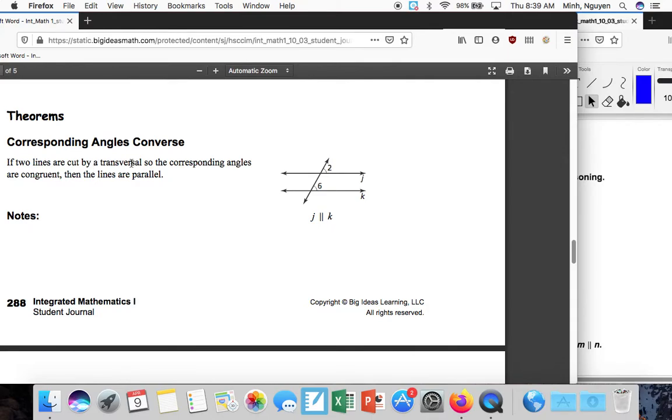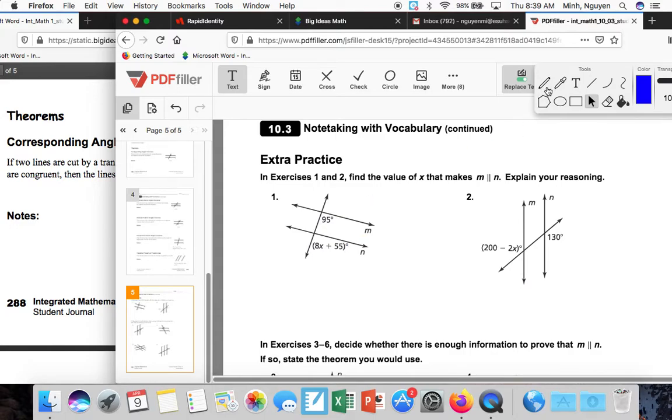If two lines are cut by a transversal, so the corresponding angles are congruent. So if they're corresponding angles, the relationship is congruent for the lines to be parallel. So I would write something like 95 congruent means that these two angles' measures will be equal to each other. 8x plus 55. Next time I should type that because boy is that ugly.